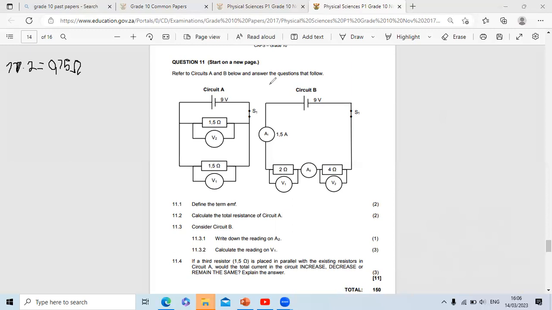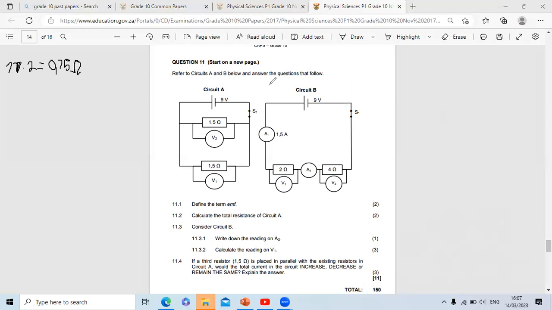Do you think you can give a reason? Because it's in series and the current flows in the same way, equally. Okay, yeah, that's correct. That's very correct actually.